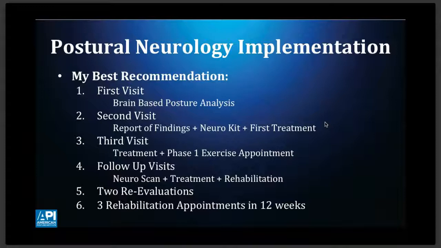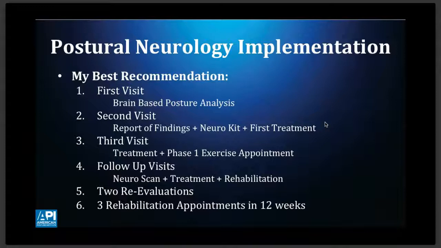And then on the second visit, we do a report of findings, plus they're going to get their neuro kit, their first treatment. So with the brain-based posture analysis, you guys have within your bonuses a brain-based posture analysis checklist. So by the time you finish their first visit, you already have their neural capacity score.